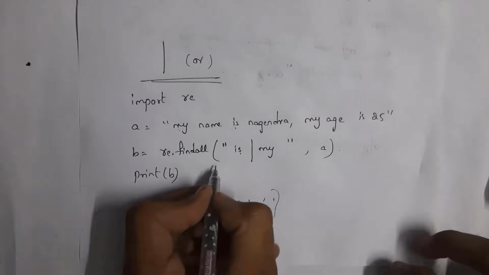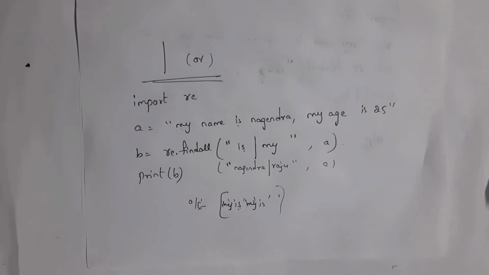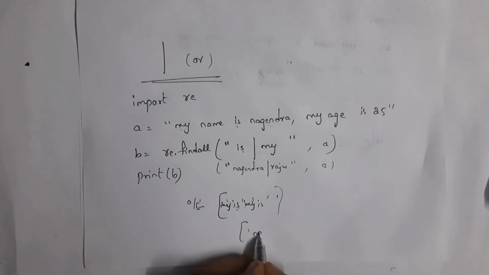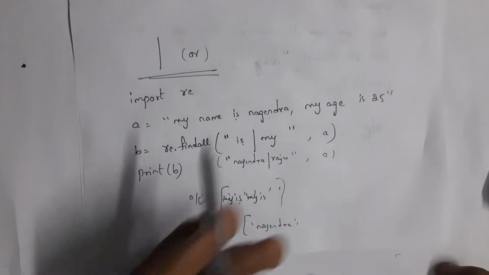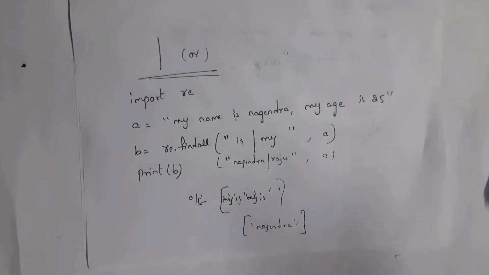For example, if I write here Nagendra or Raju, it will check whether Nagendra or Raju is present in this sentence. Yes, Nagendra is present in this sentence, so you will get output Nagendra. And Raju is not present in this sentence, so you won't get Raju. It will print only Nagendra. This is my output. This is the use of the or symbol.